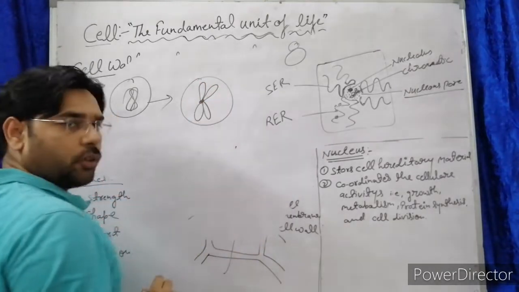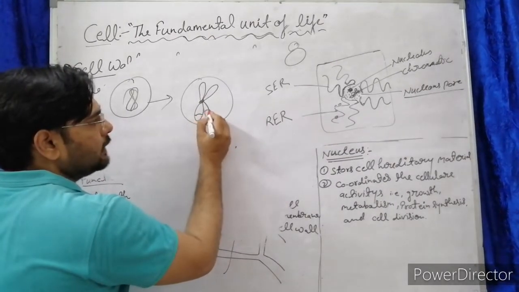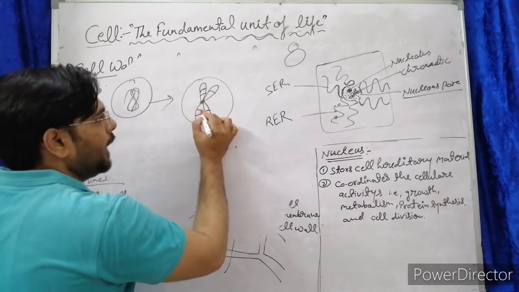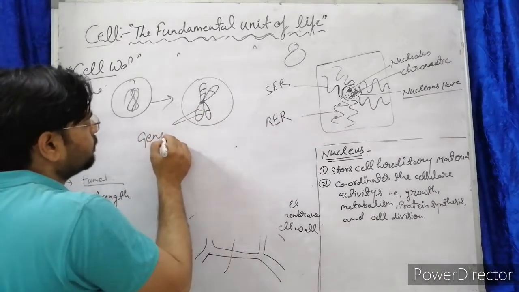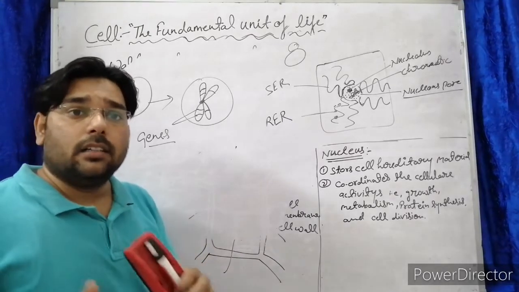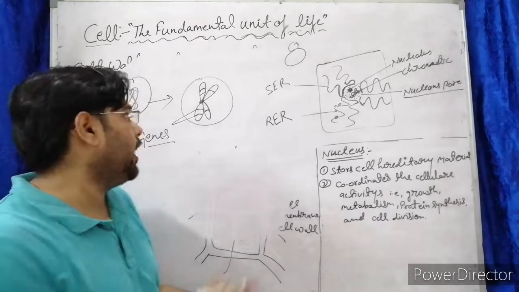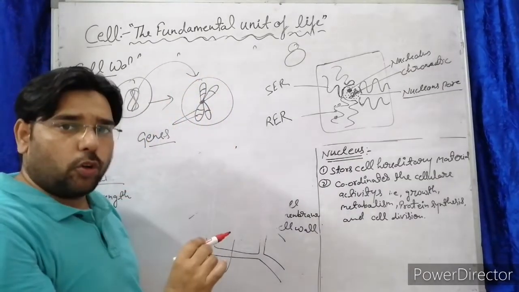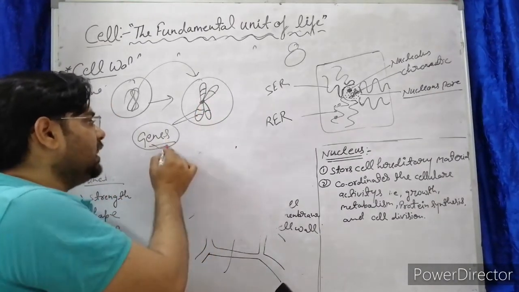So this is the structure of a chromosome. In this chromosome, it has some dark and light bands. These bands are called genes. Genes carry the DNA. Okay, at the time of cell division, chromatin condenses to form chromosome. The chromosome has some bands, dark and light, that are called genes.